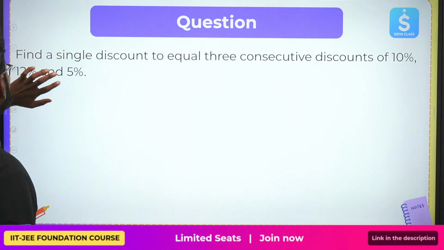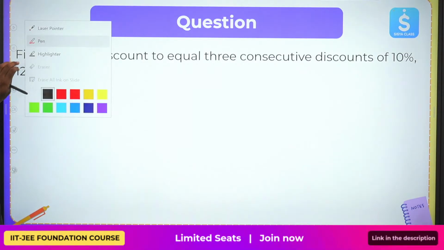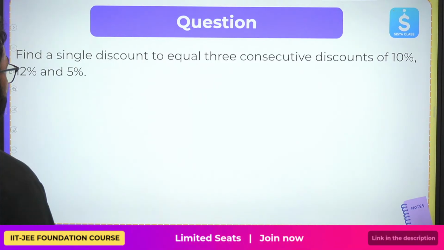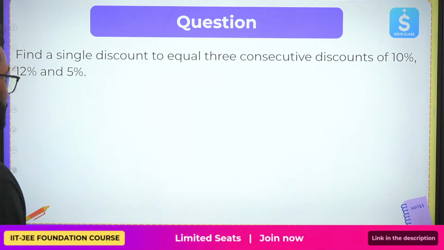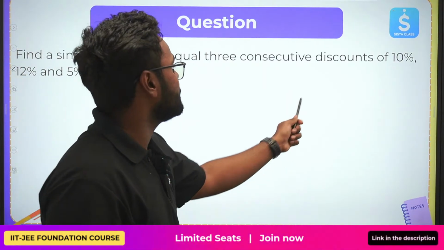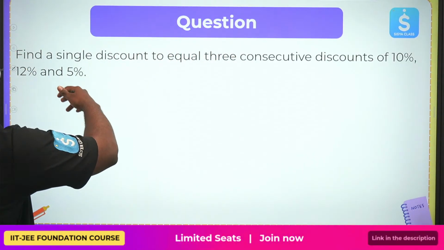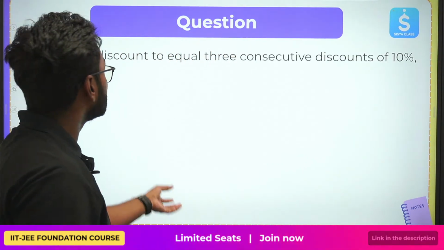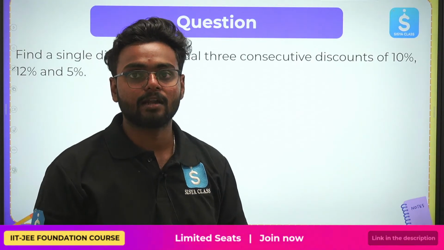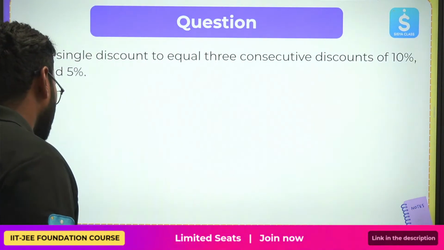Okay, let us go. Now find a single discount. Find a single discount to equal 3 consecutive discounts of 10, 12 and 5%. So basically, you cannot add these 3 percentages and give a direct final discount. Like 10 plus 12 is 22, 22 plus 5 is 27. So the final discount could be 27%. No, you can't do it that way. So there is a different path.